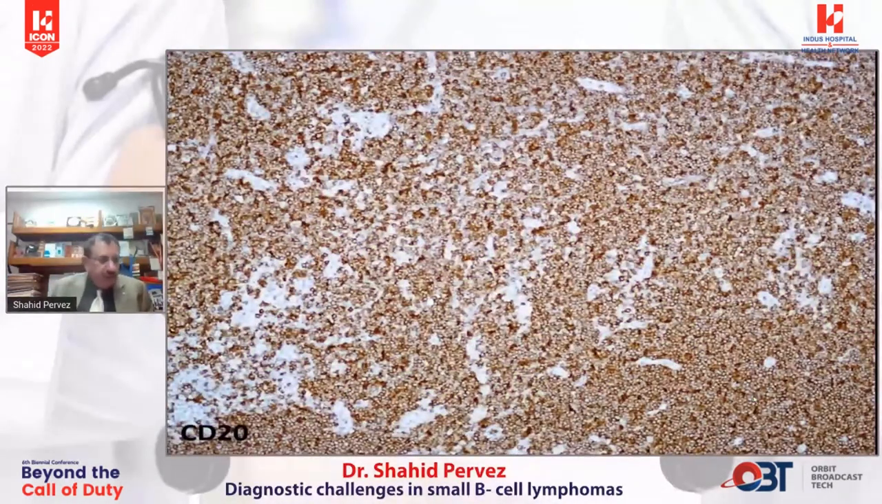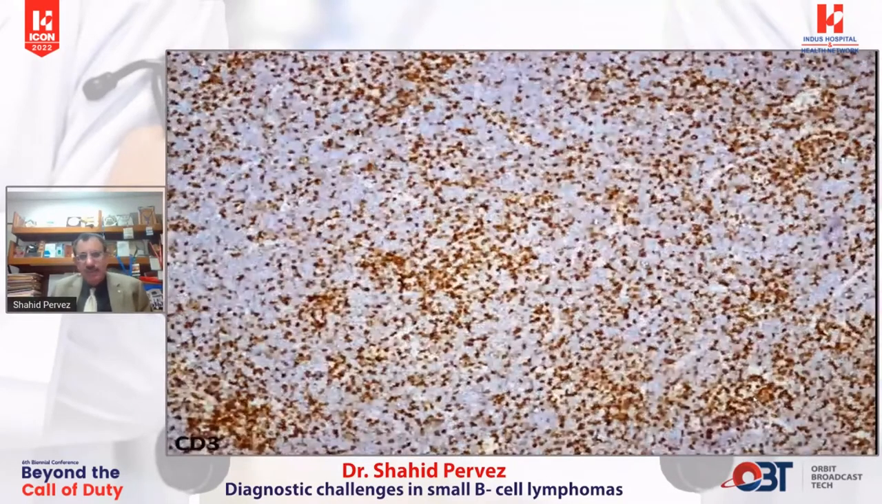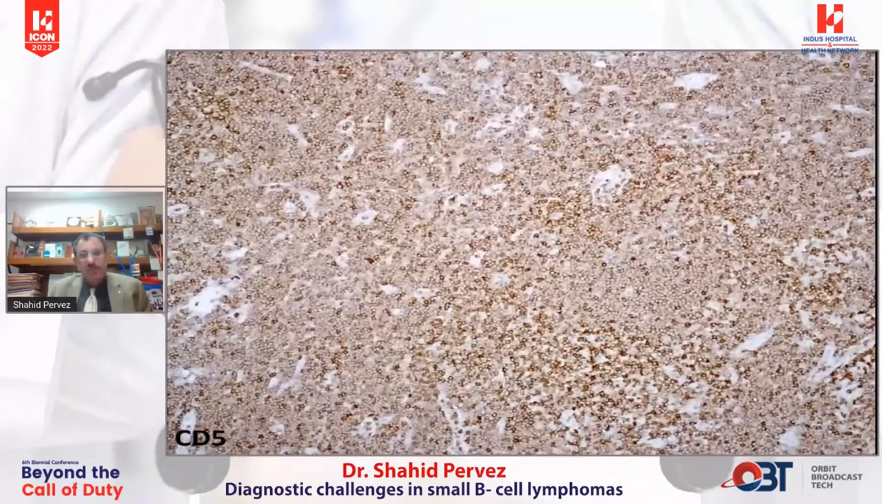And on immunohistochemistry, CD20 is diffusely positive in those small cells. CD3 is negative, right? Obviously, there is some residual native T cell infiltrate present in the lymph node. And this is CD5. CD5 is a T cell marker. However, in some small B cell lymphomas it comes positive, right? So here CD5 is like CD20 rather than CD3.